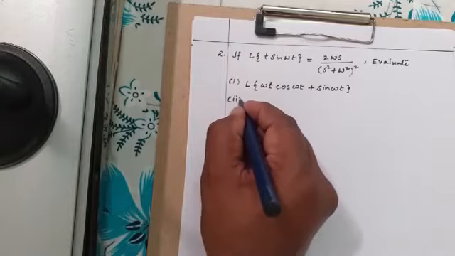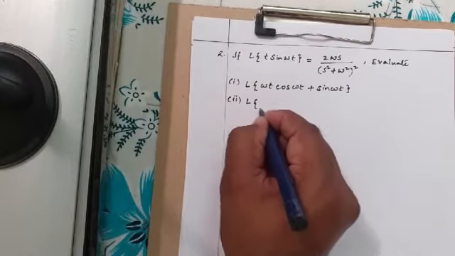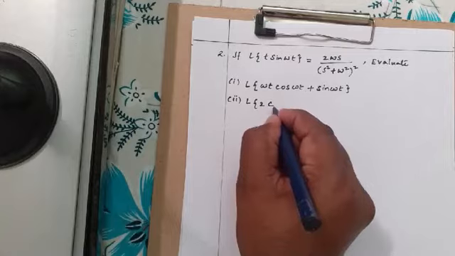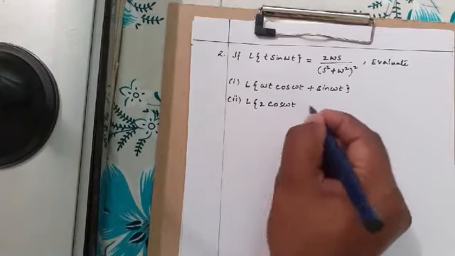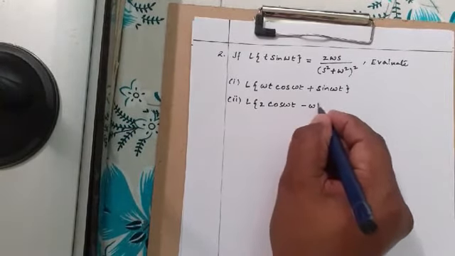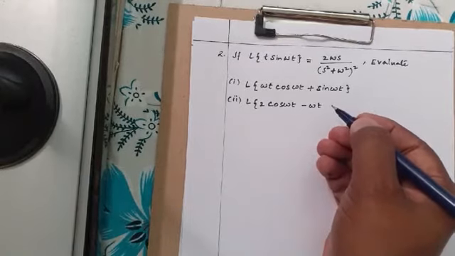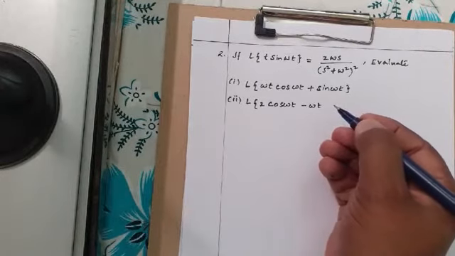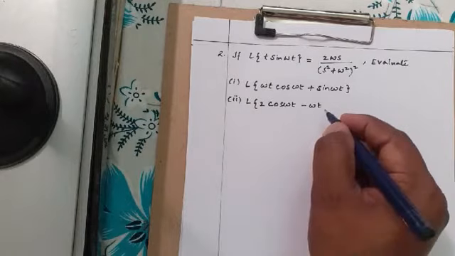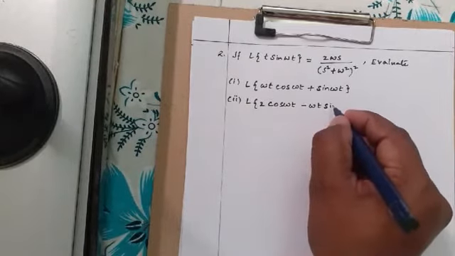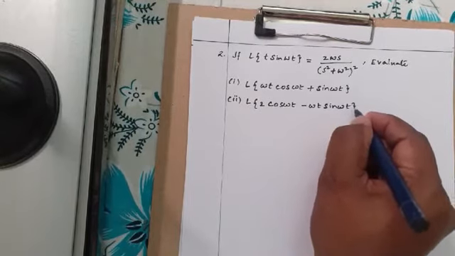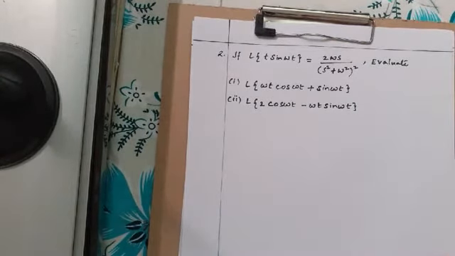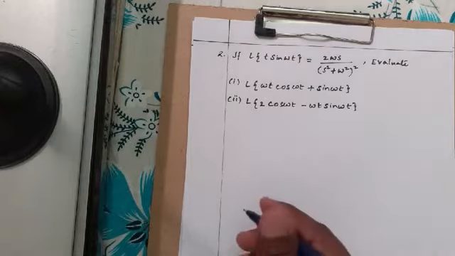Now the second bit is Laplace of 2 cos omega t minus omega t sine omega t. Now let us do this problem, first bit and second bit.